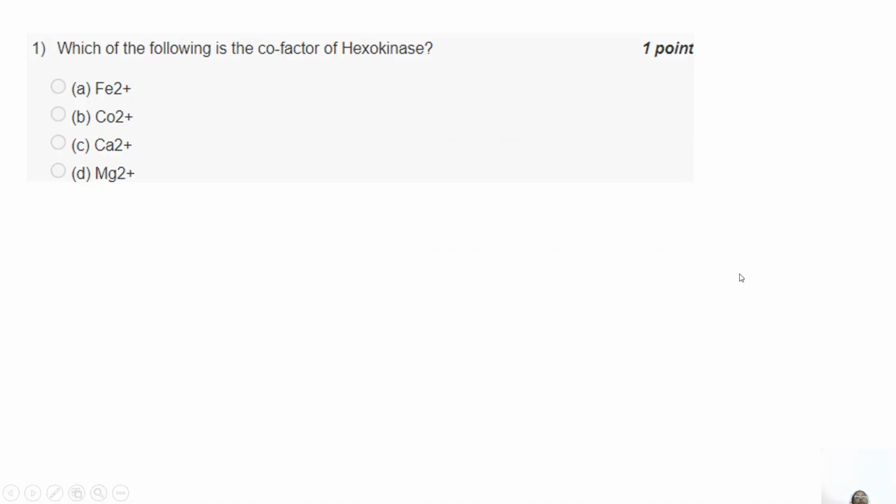So coming back to the question that we started with, which of the following is a cofactor of hexokinase? Obviously none of iron, cobalt or calcium. It's magnesium. Magnesium is not only a cofactor of hexokinase but of many more enzymes of glycolysis, as we saw.